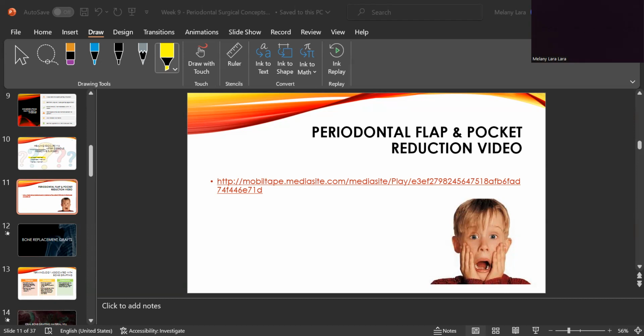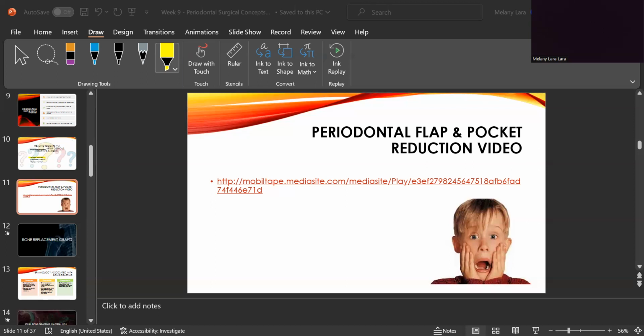We will present each of the 4 surgical procedures as a problem-solving exercise. Information will be provided about the rationale, including the indications, contraindications, expected clinical outcomes, and post-operative instructions for patients. The first surgical procedure is the periodontal flap and osseous resective surgery, known as pocket reduction surgery.